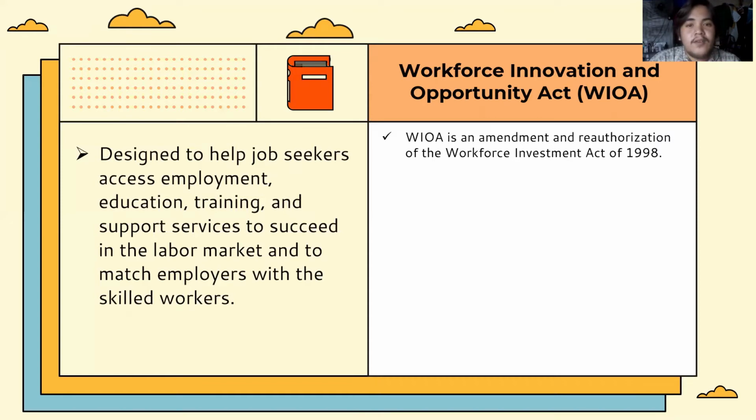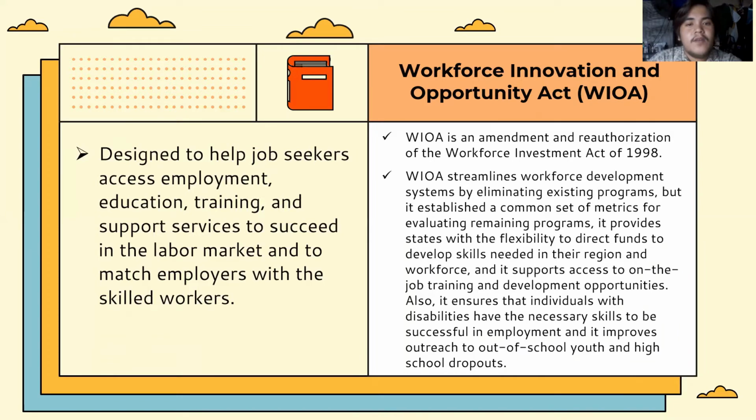In 15 years of the public workforce system, it means the act shall take effect upon considering and seeing the existing law. As a result, WIOA streamlines the workforce development system by eliminating existing programs, but it established a common set of metrics for evaluating remaining programs. It provides states with the flexibility to direct funds to develop skills needed in their region and workforce, and it supports access to on-the-job training and development opportunities.